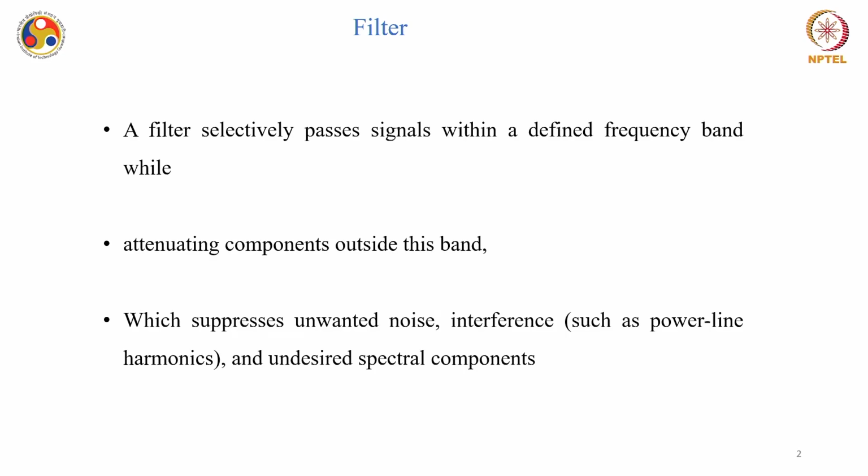So, filter basically is a very crucial part of any signal conditioning circuit because it decides which portion of the signal will pass and which will not be passed, or which will be attenuated. We have already seen amplifiers and attenuators in our previous classes. A filter selectively passes signals within a defined frequency band while attenuating components outside that particular band. This will help in suppressing unwanted noise.